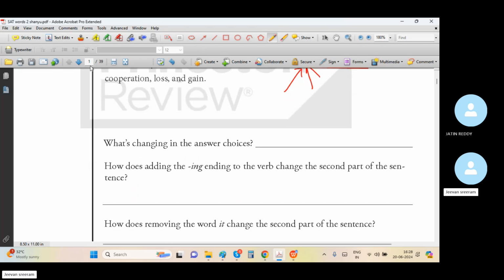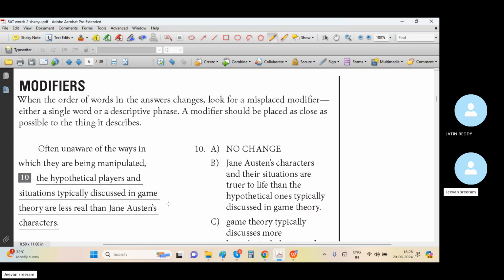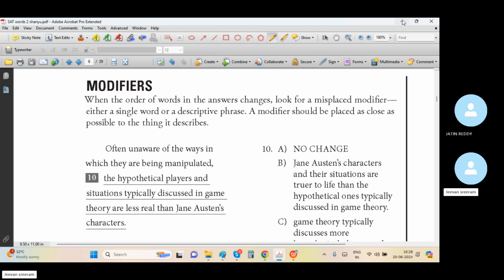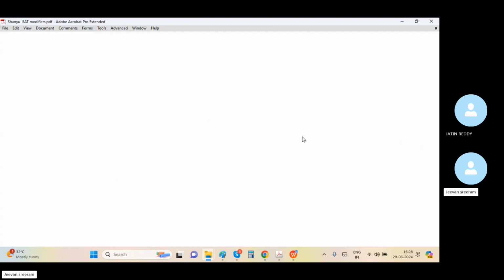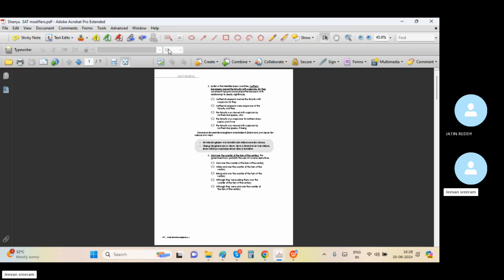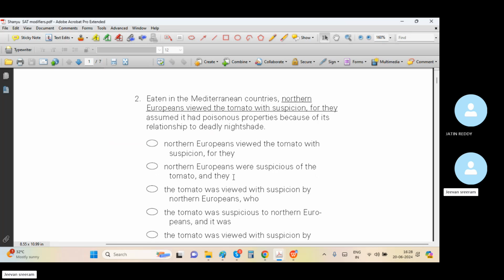Before we move on to the modifiers questions, we have to do some other questions from another handout. I have already shared the modifiers handout with you. Let me teach you a couple of questions and then you have to finish the rest of the questions from this handout, and then we will get back to this SAT material. Can you see this? Have you got the modifier PDF again? Please open this modifier PDF.